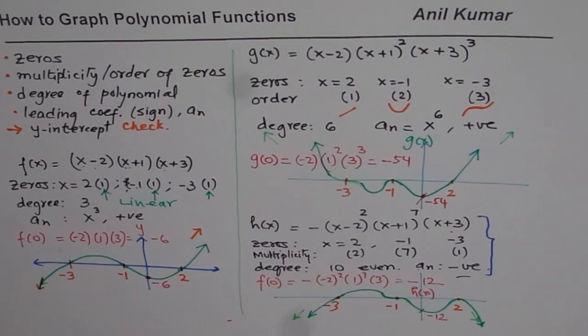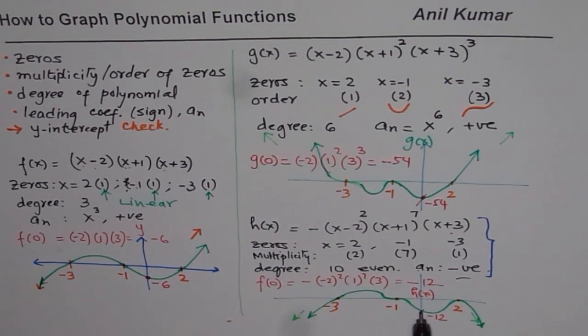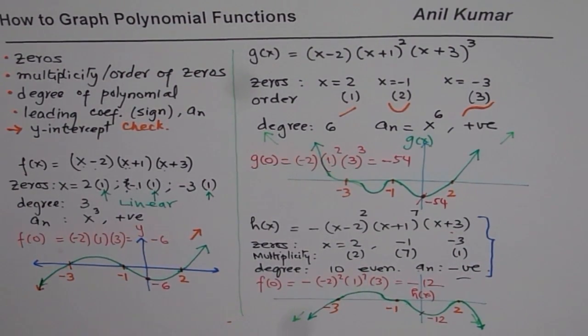So this helps you to sketch your graph. Once you have sketched the graph, find the y-intercept and check whether you are on the right side or not, right? And then label. I hope you find this video interesting and useful. We have shown you how to sketch accurate graphs of polynomials from the information about zeros, their order of multiplicity, degree of polynomial, and the sign of leading coefficient. Note, you can use the y-intercept to check whether your graph is on the right side or not.